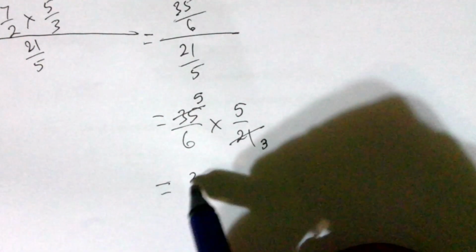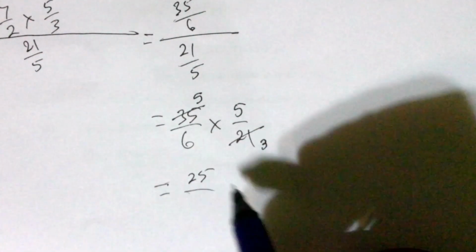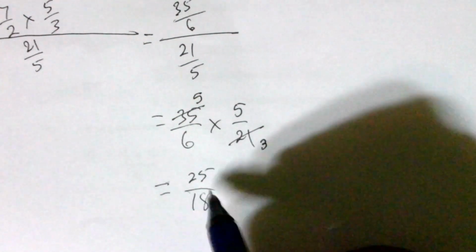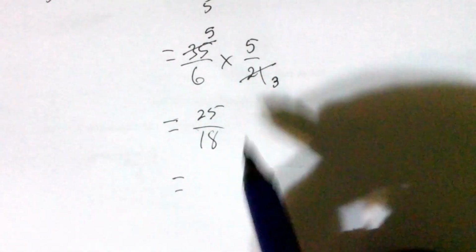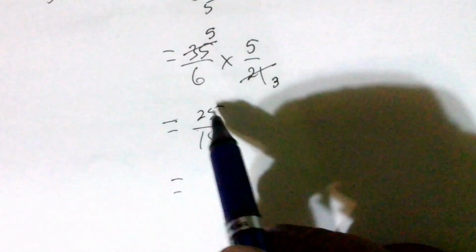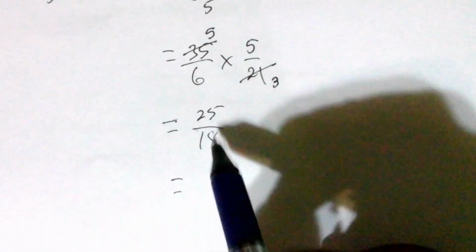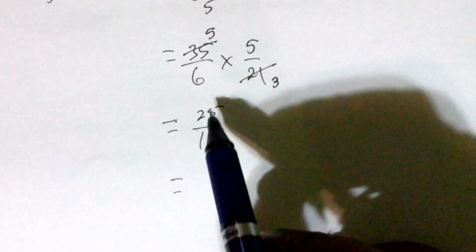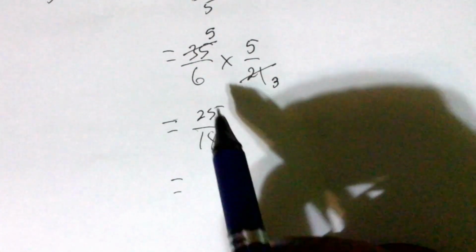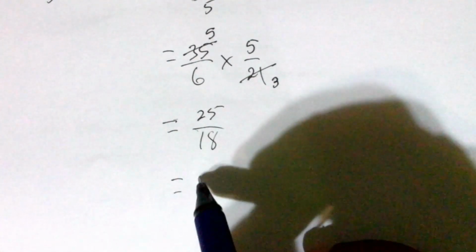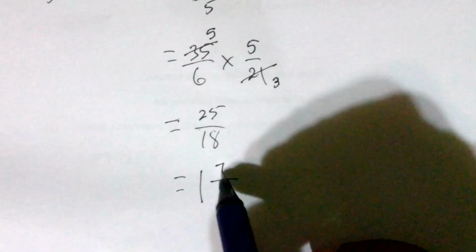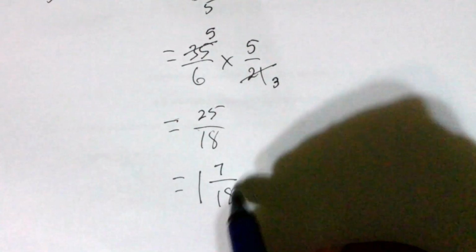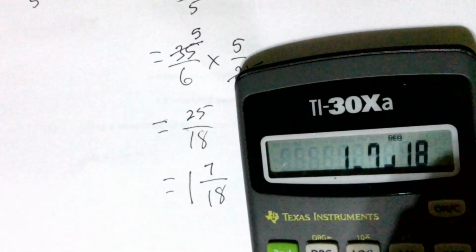5 times 5, that gives us 25. And 3 times 6 gives us 18. And of course we can convert this to a mixed number. We don't like it to have the numerator bigger than the denominator, so we call this a top heavy fraction. So we want to convert this now. 18 goes into 25 once, remainder 7/18. 1 and 7/18.